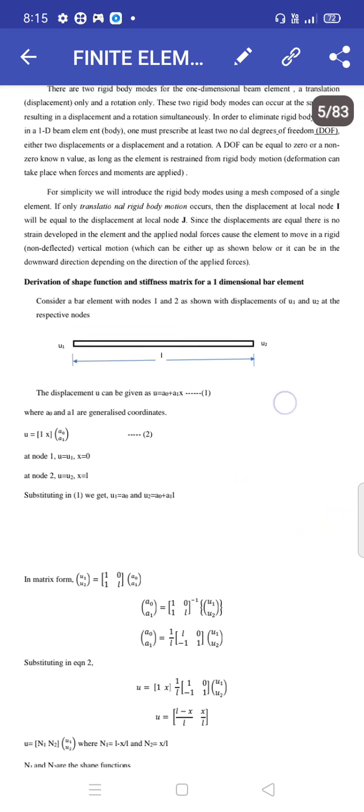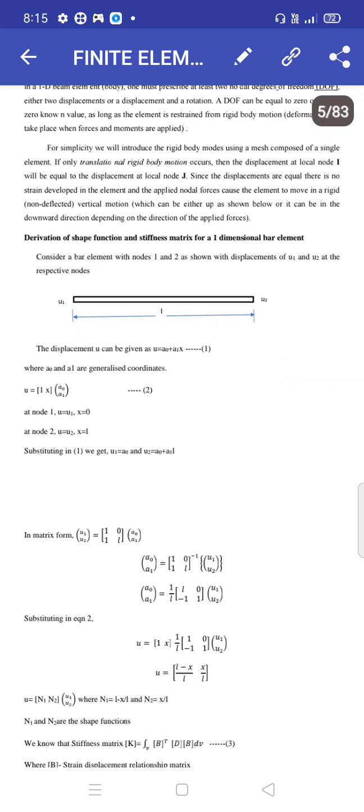This is the derivation of shape function and stiffness matrix for a one-dimensional bar element. Consider a bar element with nodes 1 and 2 as shown, with the displacements of u1 and u2 at the respective nodes. The displacement u can be given as u is equal to a0 plus a1x, where a0 and a1 are general coordinates. U is equal to 1 x times the vector a0 a1. At node 1, u is equal to u1 and x is equal to 0. At node 2, u is equal to u2 and x is equal to L.